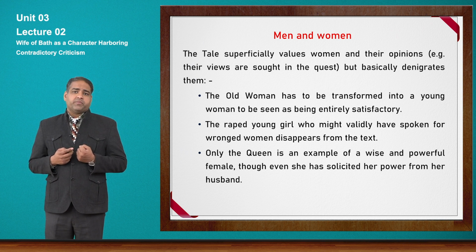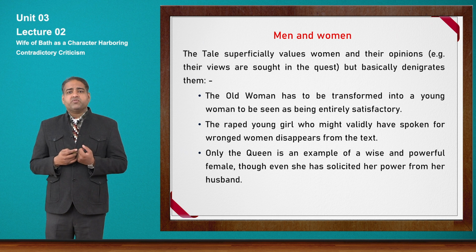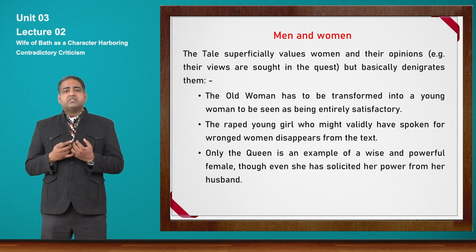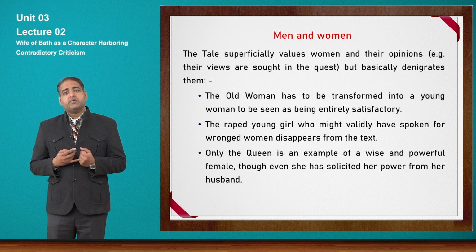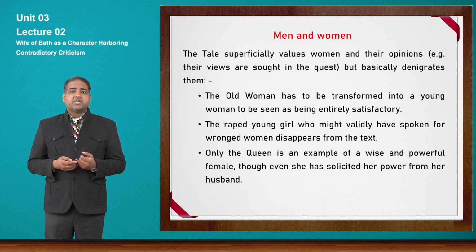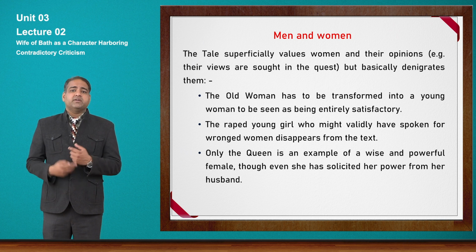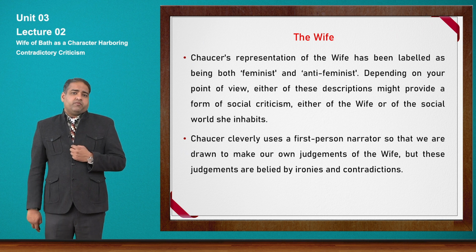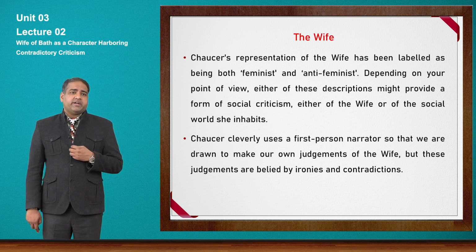So, suggesting that the queen is shown as wise and powerful, but not the other females in the society. So, it means very limited females are privileged to get complete freedom in the society, and that freedom is also not complete, because the queen started speaking only after King Arthur, her husband, gave her permission to speak and deal with this case. The next aspect which shows that critical contradiction is the wife.